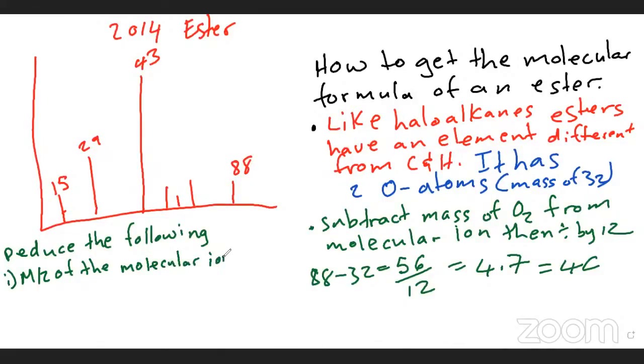What's the m/z of the molecular ion? 88. That is correct. What's the m/z of the base peak? 43. All right. Good.